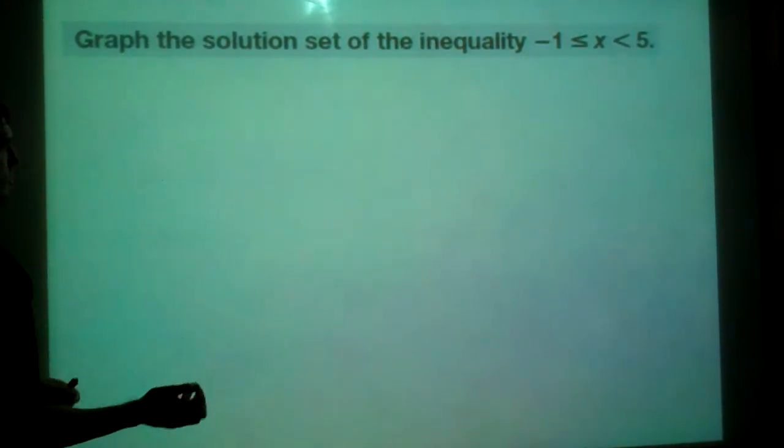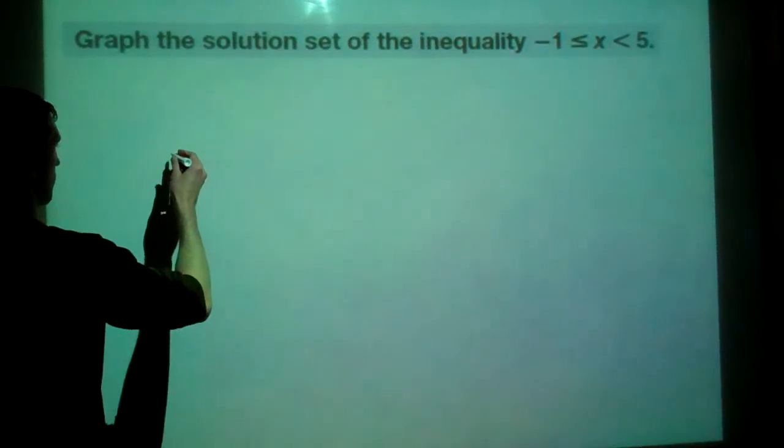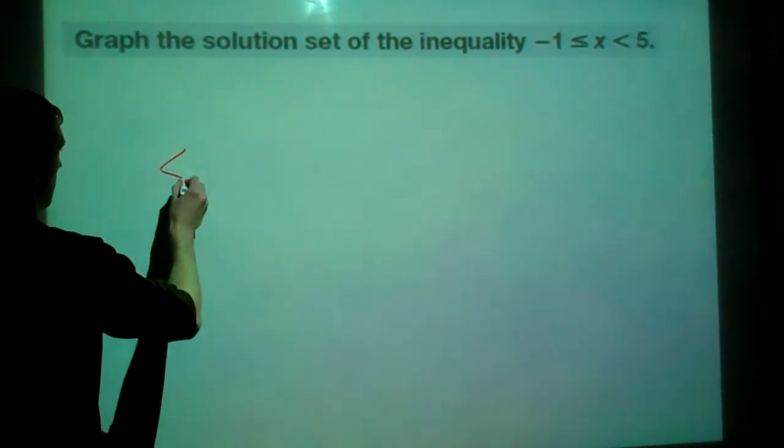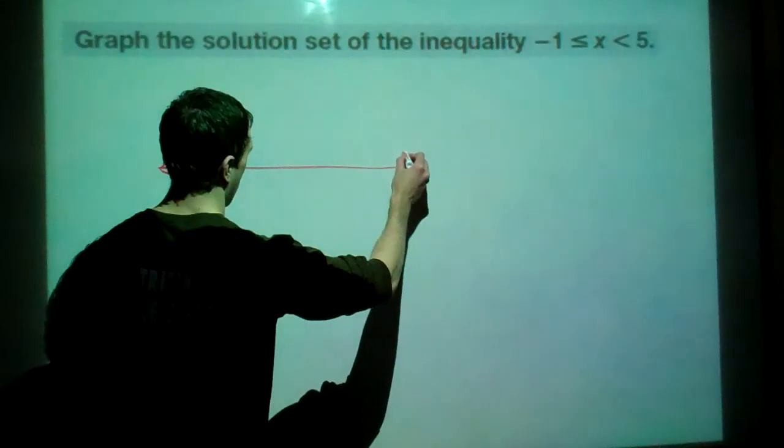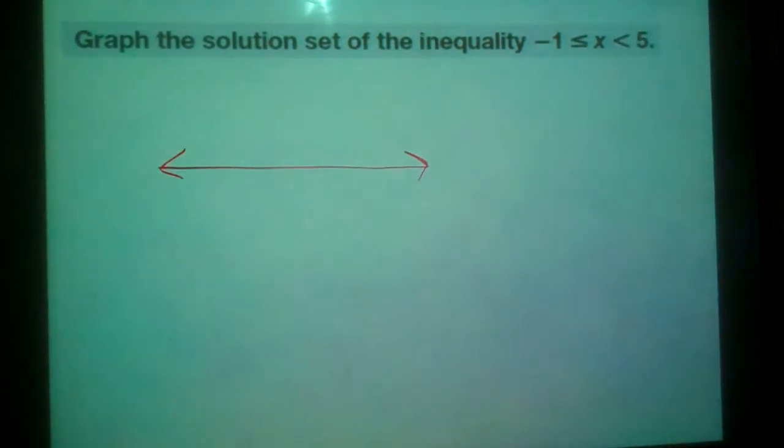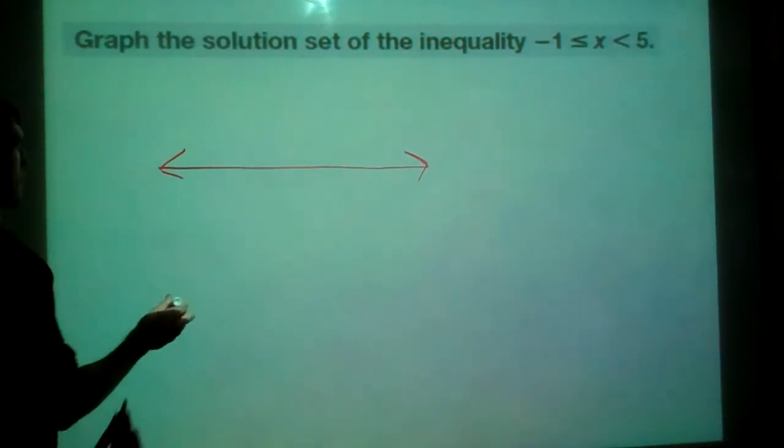Graph this solution. Sometimes they don't give us a scenario, they just give us an expression and they want us to graph it. So now this is where the symbols come in handy, because we have -1 is less than or equal to x, or usually we like to read that in terms of the variable. So x is greater than or equal to -1, but x is less than 5.